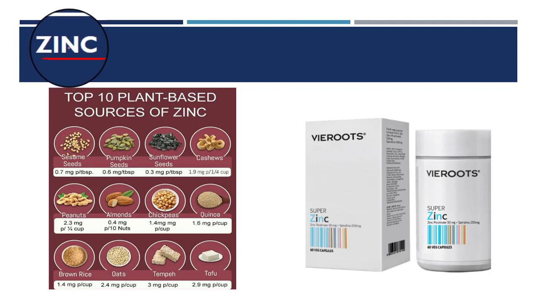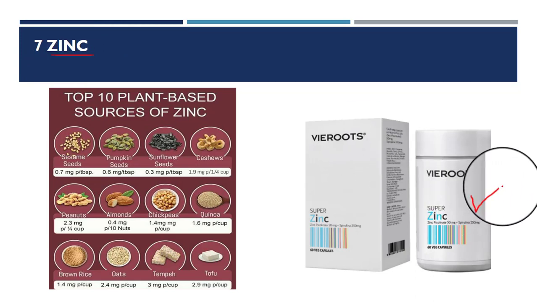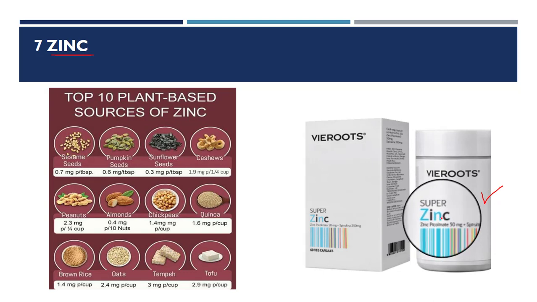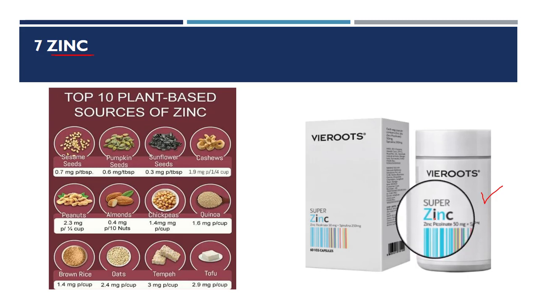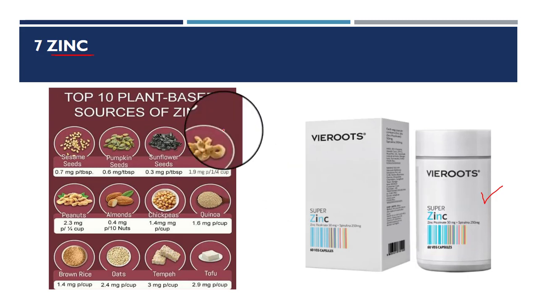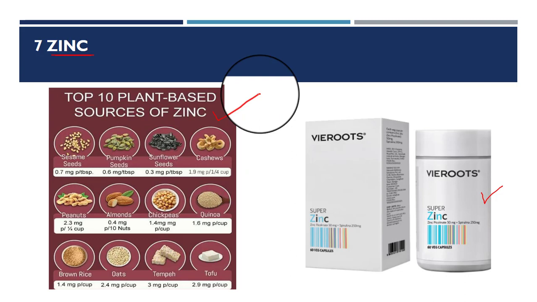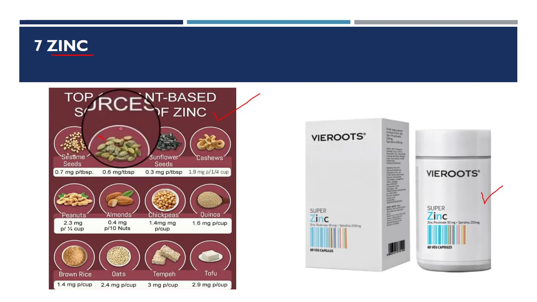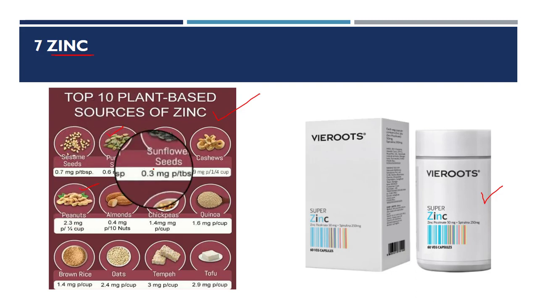And now, as you can see here on the screen, we have Beetroot's Super Zinc. This is a supplement for the person who is experiencing a deficiency of zinc. Now let's talk about the natural dietary sources for zinc. So they include oysters, meat, pumpkin seeds, and peanuts. And other sources you can see here on the screen.